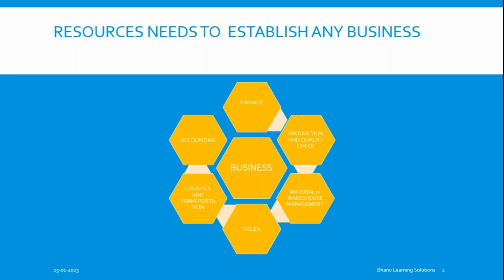Once the material is sold to the customer from the warehouse or from the plant, in order to deliver to the customer's place, some logistics activities need to be done. Logistics and transportation related activities have to be taken care of in order to move the material from our warehouse or plant to the customer. And finally, once you deliver the goods to the customer, accounting will come into the picture again, right? So it starts from finance and ends with accounting.